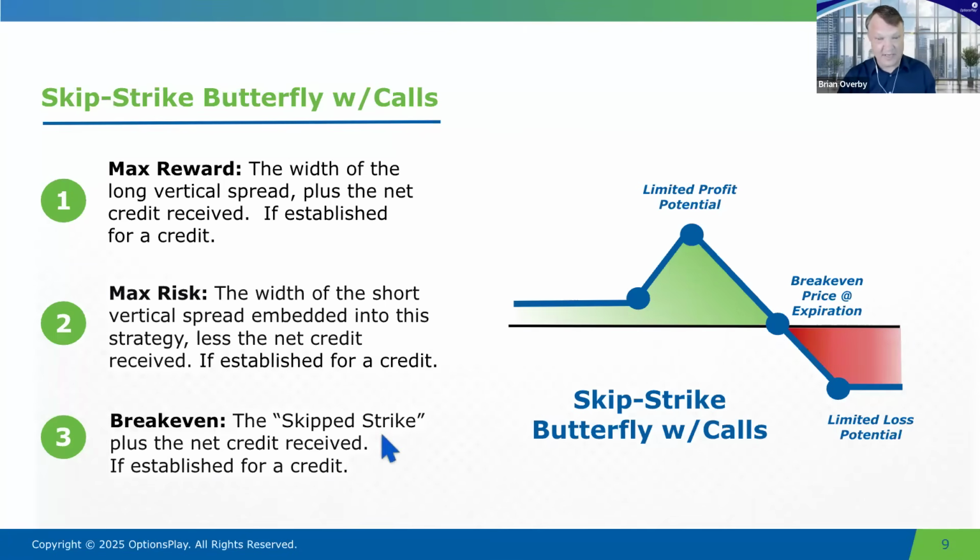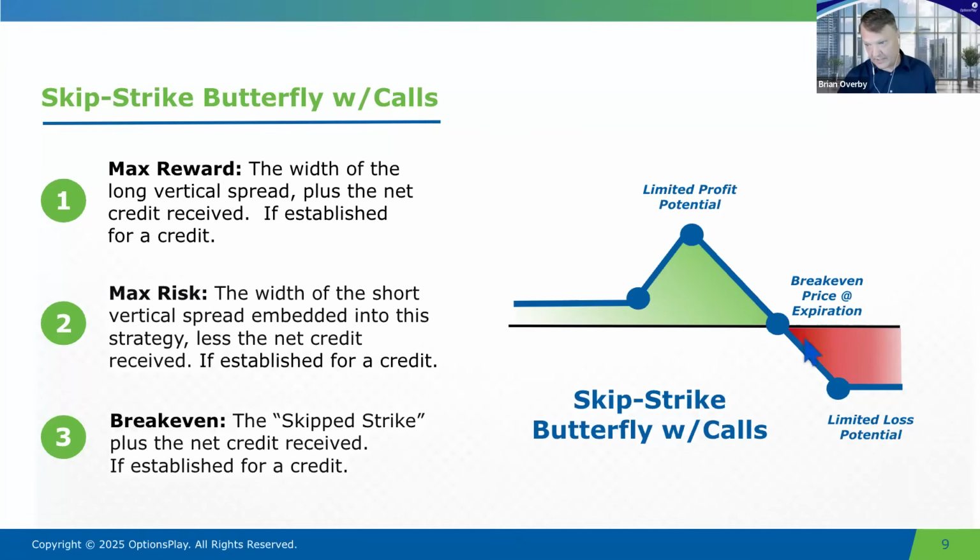All right. Break even is a little bit harder to figure out. You have to use the skip strike plus the net credit received if established for a credit. But very rarely are you going to do these trades and not establish them for a net credit. But guess what? That's what I did, mainly because we did it at the money. These trades to me are a little bit more directional focused, right? If you're looking at the SPY, the SPY would be down here, and you would do it more like a short call spread, but we're going to look at it at the money anyway.